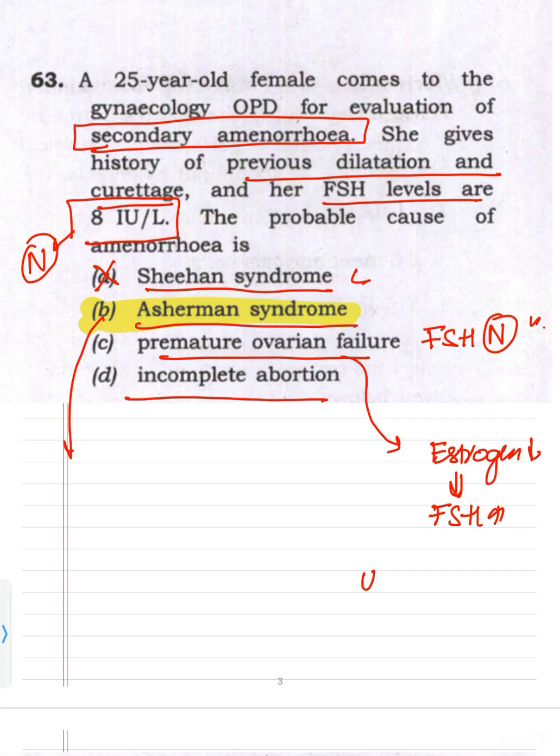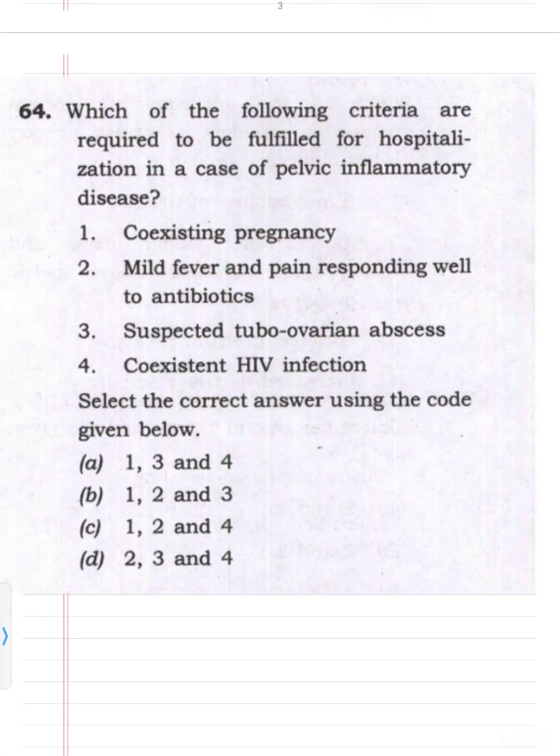Now, coming to why it is not incomplete abortion. Because incomplete abortion will present with vaginal bleeding. In the very first place, there will be vaginal bleeding. The history will be retained product of conception. Cervical os will be open. Now, coming to the last question, 64th question.